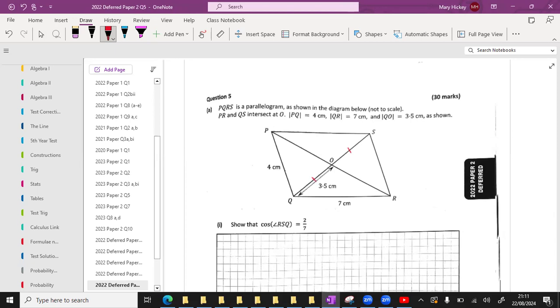So it asks us to show that the cos of the angle RSQ. Now RSQ is this one. So we're asked to show that the cos of that angle is equal to 2/7.